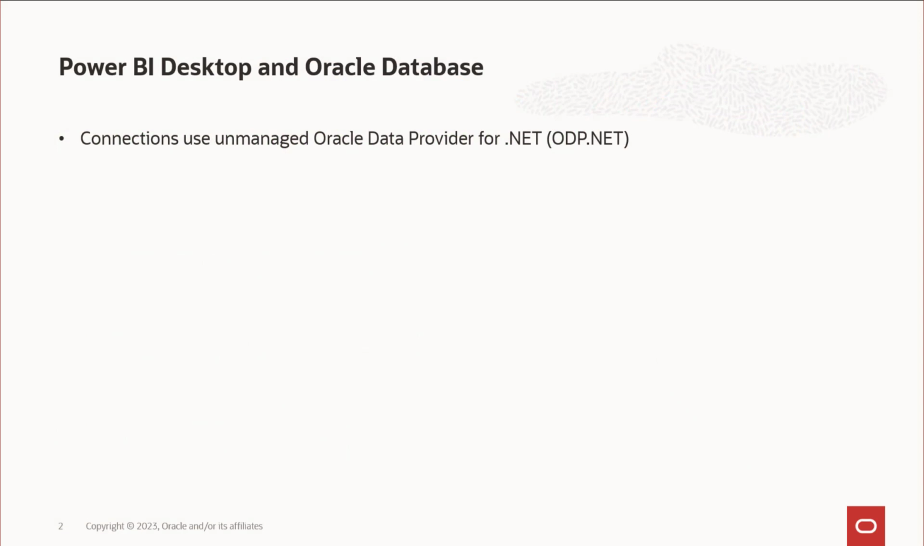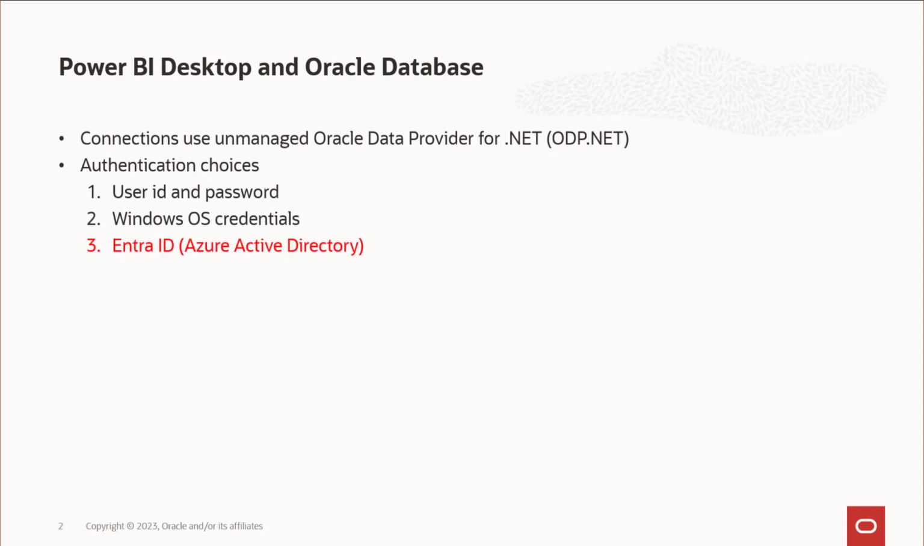Power BI Desktop uses Oracle Data Provider for .NET to connect to the Oracle Database. This is the unmanaged version of ODP.NET that provides all the options for connecting to the Oracle Database. The authentication choices have traditionally been your database user ID and password, as well as using Windows OS credentials. The new addition is the ability to use Entra ID, aka Azure Active Directory. In the demonstration I'll provide shortly, I'll show you how to connect with Azure Active Directory.